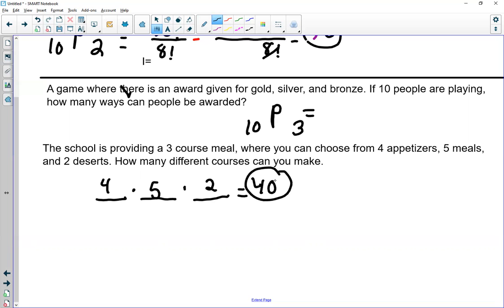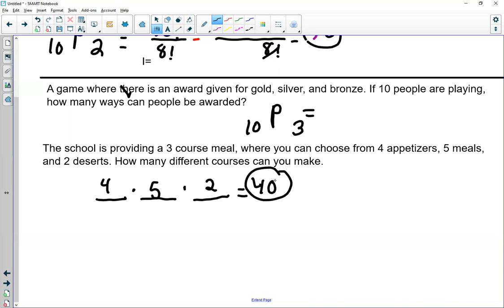Because someone might think this is a C problem and mess everything up. Why do you multiply? That tells you how many orders you can make. Because you could pick, let's say, appetizer A, then meal A, then dessert A, then AAB, then ABA, ABB, ACA. Instead of counting them all out, just multiply.